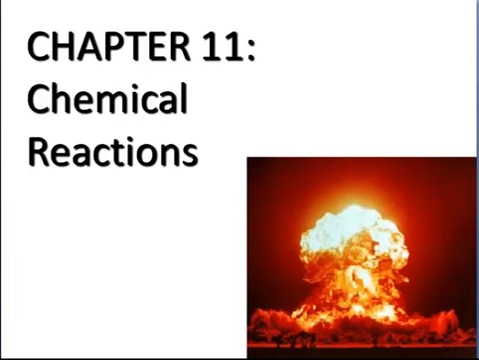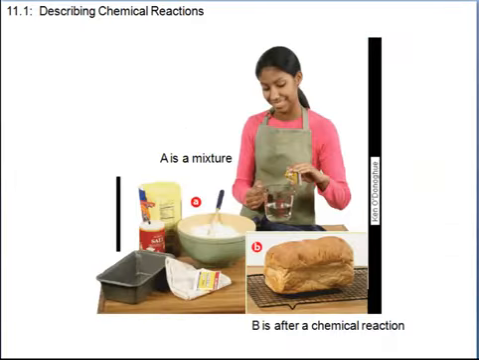Okay, welcome to Chemical Reactions, Chapter 11. Folks, this is where we get into some of the meat of real chemistry. In fact, part of the definition of chemistry is how different atoms or substances combine and what they produce. And basically that's what this chapter is all about. So, let's describe a chemical reaction.